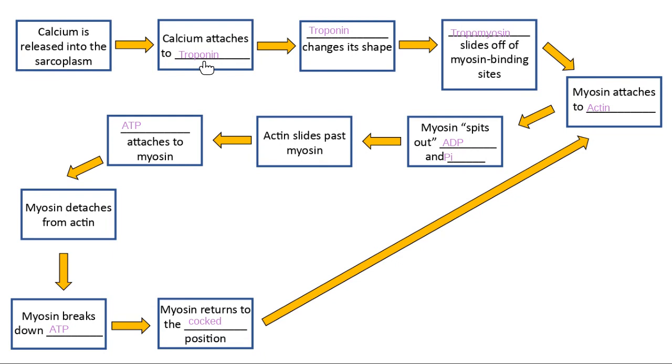When calcium attaches to troponin, it causes that pushpin to change its shape, pops out of shape. That means that tropomyosin is going to change its shape too. It's going to slide away from those places on actin where it was blocking myosin from attaching. And that's going to bring us into the Croxbridge cycle.